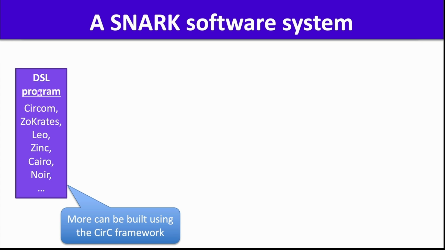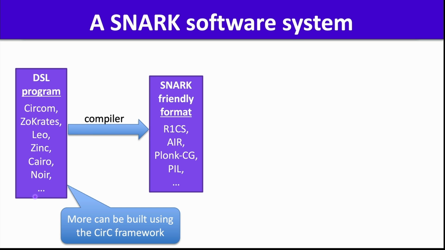Once you write your program in whatever language you choose, that program will get compiled into a SNARK-friendly format. This could be an arithmetic circuit, although there are other types of formats. For example, we'll later talk about rank 1 constraint system, R1CS. This is a very common format that SNARK systems can ingest. There are other formats like AIR or Plonk with custom gates or polynomial identity languages. So there are other SNARK-friendly formats that SNARK systems can actually use to generate proofs for.